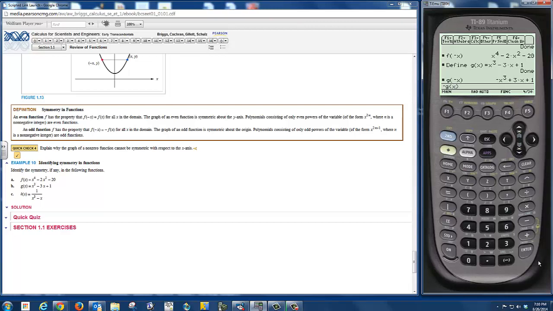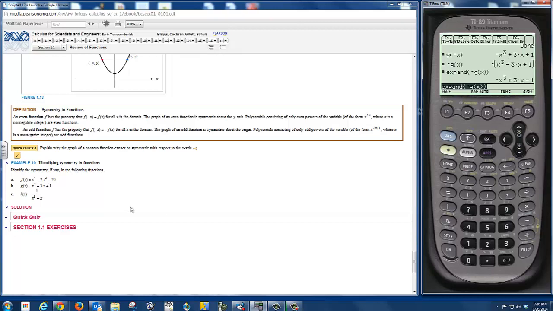Oh no, I do have my parentheses. Well, that wasn't very helpful, so we better use the expand. Algebra, expand, negative g of x. Don't forget to close the parentheses. So you can see g of negative x and negative g of x are not quite the same. So it is not an even or an odd function.